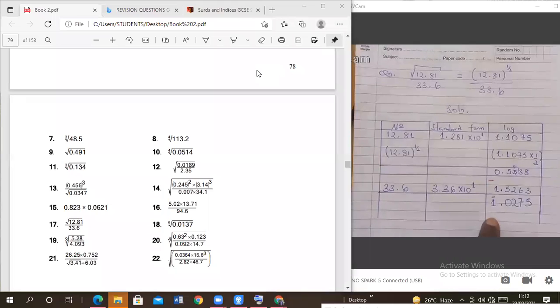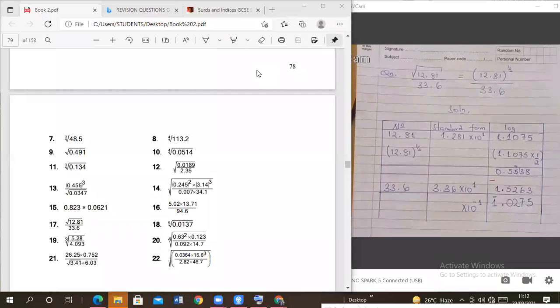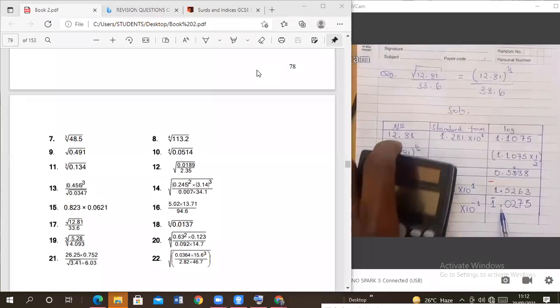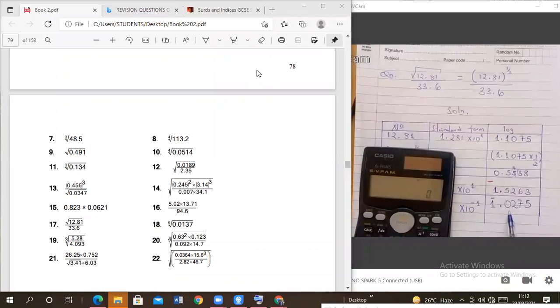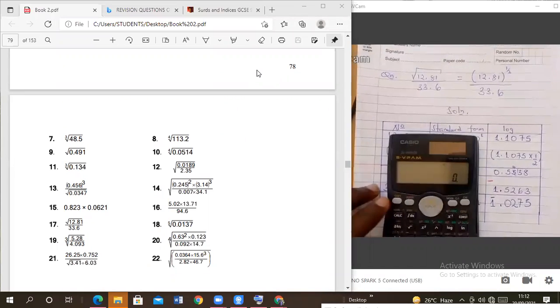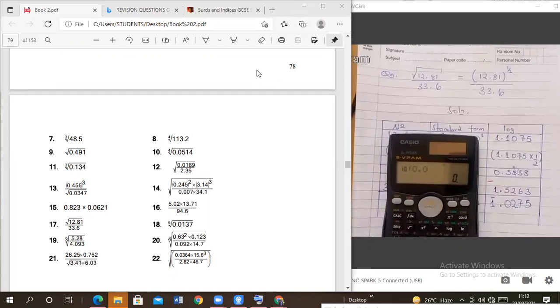So what does it mean? Our characteristic is negative 1. So which means we come on here, times 10 to the power negative 1. Then we get the antilog of 0.0275, right? So shift antilog of 0.0275, like that. Okay?